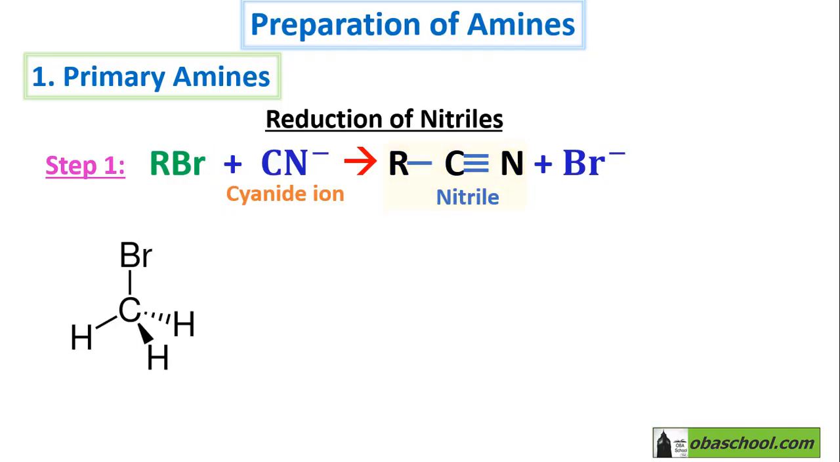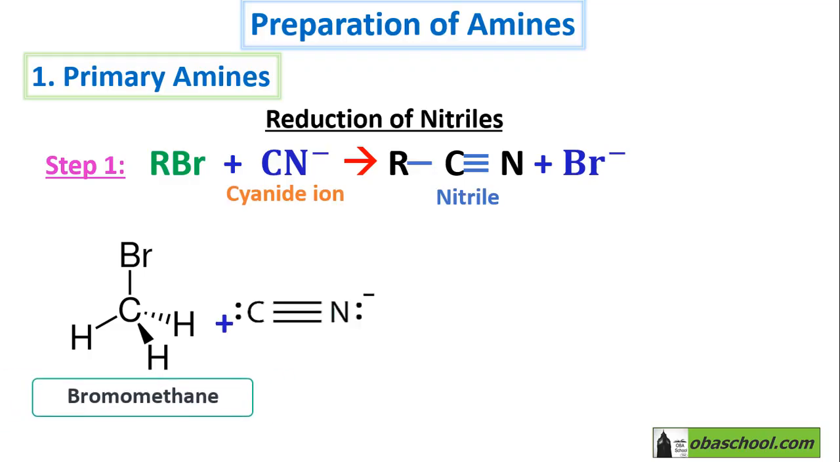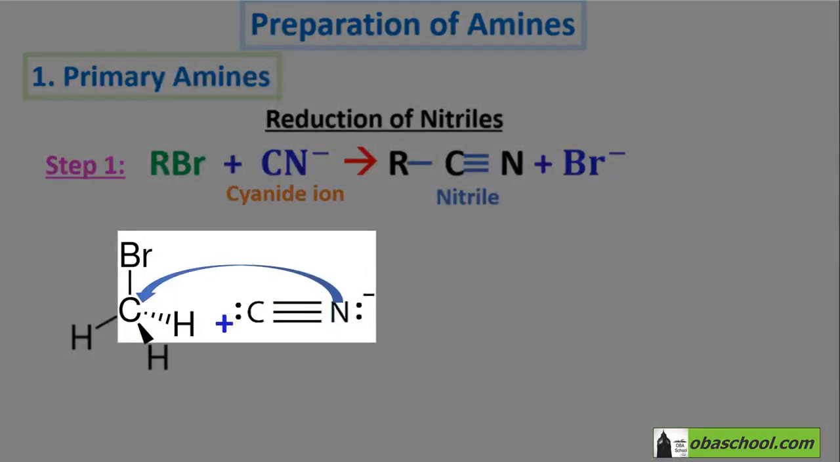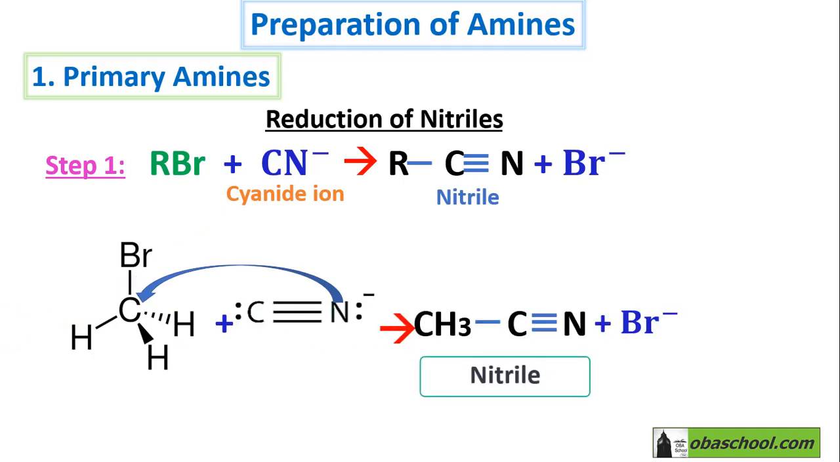Let's take a real example. If I have bromomethane reacting with the cyanide ion here, what will happen is that the nitrogen, which carries the lone pair, will attack the carbon deficient atom here and will break the bond between the bromine and the carbon to form our nitrile like this, which is CH3CN. And the bromide ion that is lost will be Br-.